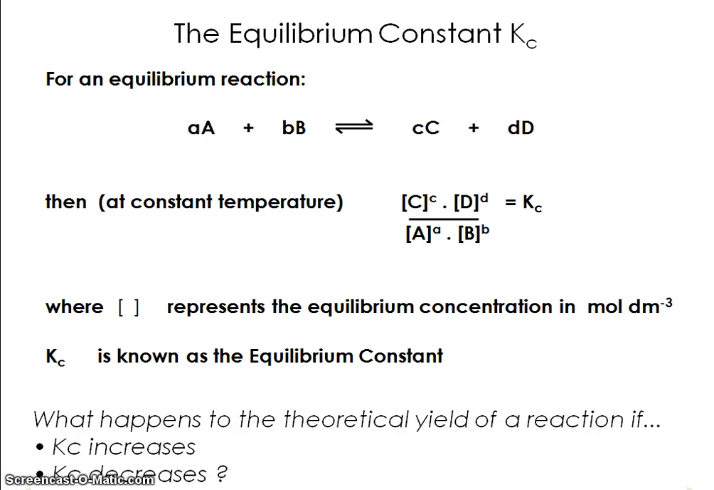So what happens to the theoretical yield of a reaction if Kc increases or if Kc decreases? If Kc is a big number, it's representing the products divided by the reactants. So if Kc is a big number, that means you've got more products than you've got reactants. So that means the equilibrium is over to the right. If you've got a small value of Kc, then that means that you've got more reactants than products. The equilibrium has shifted to the left.